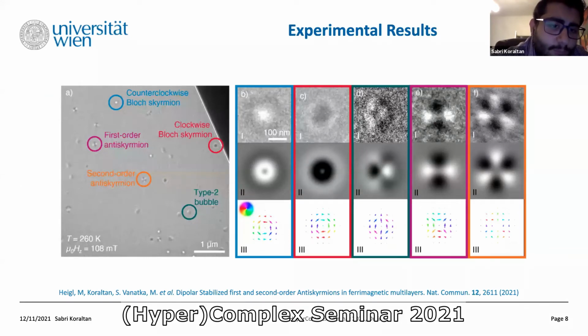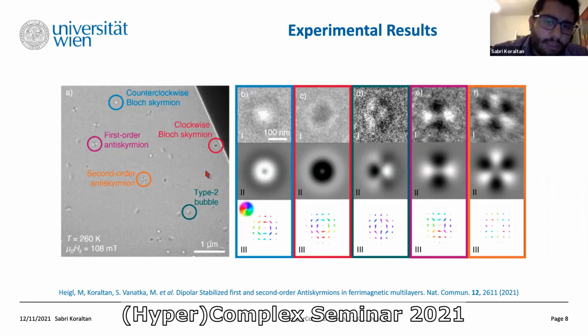So we have here Lorentz transmission electron microscopy images, where we have a thin film, or let's say a thin membrane, and we apply an out-of-plane magnetic field of around 100 millitesla, and we are able to see counterclockwise Bloch skyrmions, clockwise Bloch skyrmion bubbles, but also type-I first order antiskyrmions, and for the first time the second order antiskyrmions. So this would be the LTEM contrast, and these are the simulated contrasts and directions.